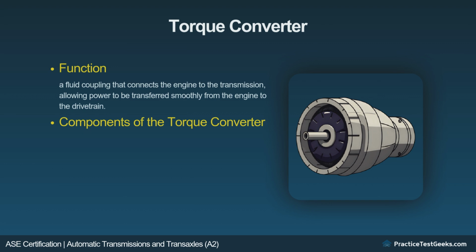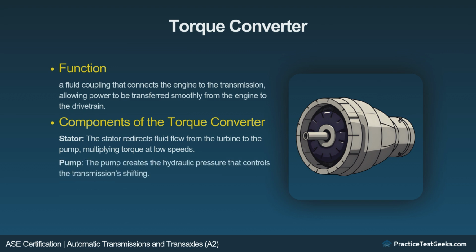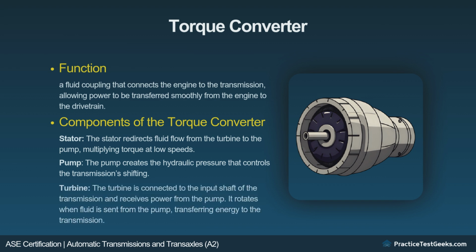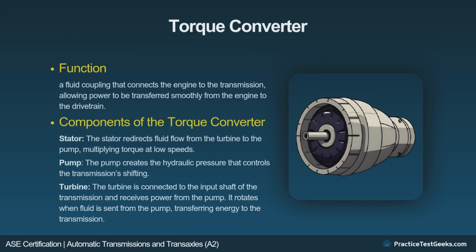Components of the torque converter. Stator. The stator redirects fluid flow from the turbine to the pump, multiplying torque at low speeds. Pump. The pump creates the hydraulic pressure that controls the transmission's shifting. Turbine. The turbine is connected to the input shaft of the transmission and receives power from the pump. It rotates when fluid is sent from the pump, transferring energy to the transmission.